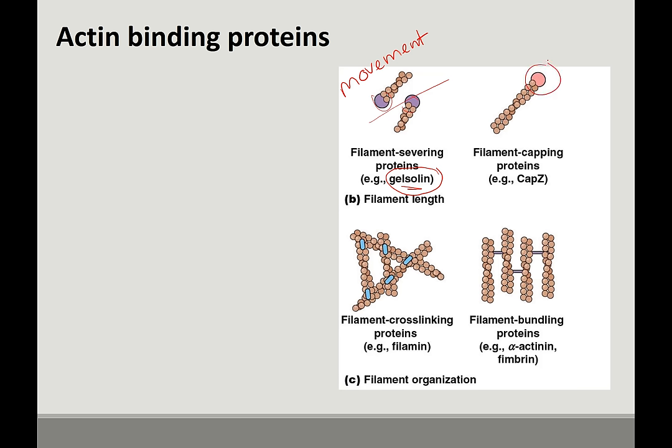Here's another capping protein, again, stabilizes, prevents polymerization or depolymerization at the end. There are filament bundling proteins like alpha actinin. Fimbrin is in microvilli, which we'll talk about in a minute. Alpha actinin is in focal adhesions, which we will talk about in another chapter.